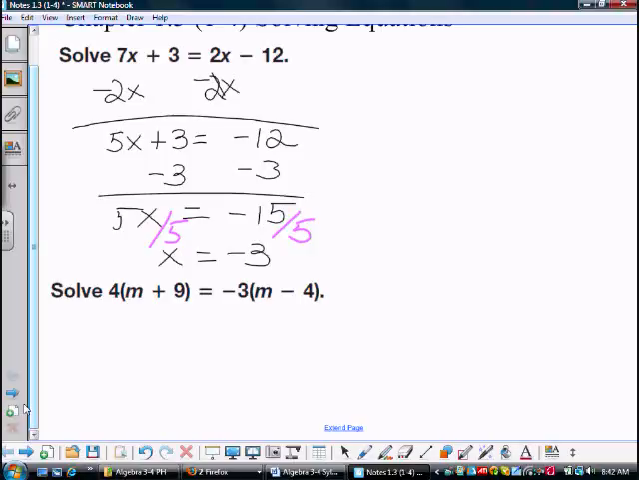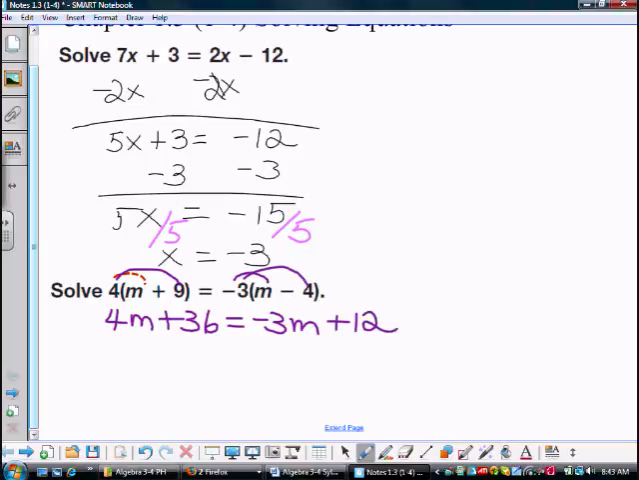Distribute the 4 and negative 3 first. I try to do both. All right, 4 times m, what was that? Is 4m plus 4 times 9 is 36 equals negative 3 times m is negative 3m. Negative 3 times negative 4 is positive 12.